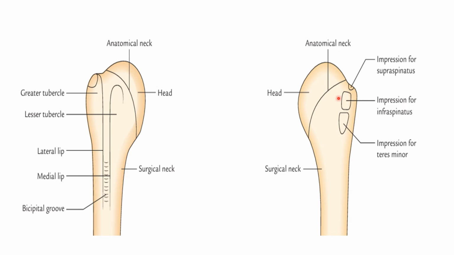Then here is also a diagram of the upper end of the humerus. Here we have the surgical neck, the head, the anatomical neck, and then this is an impression for the supraspinatus muscle. Then this is an impression for the infraspinatus. Then this is an impression for the teres minor. We have the supraspinatus, infraspinatus, and the teres minor. Together they form the rotator cuff muscles together with the subscapularis muscle.